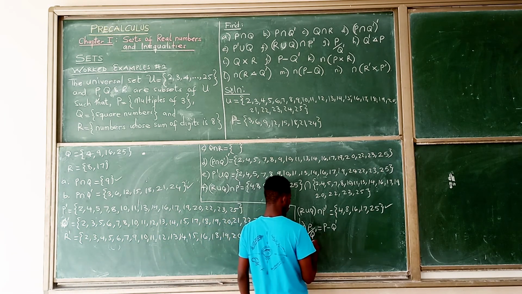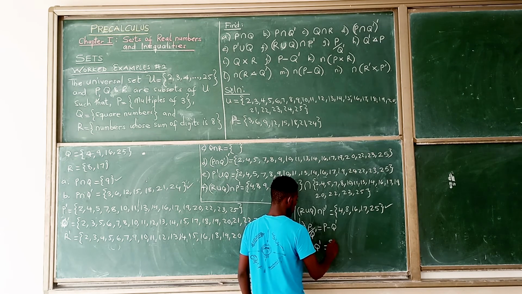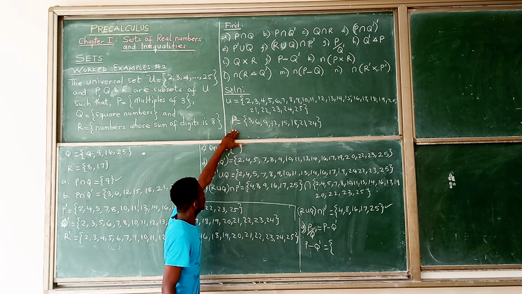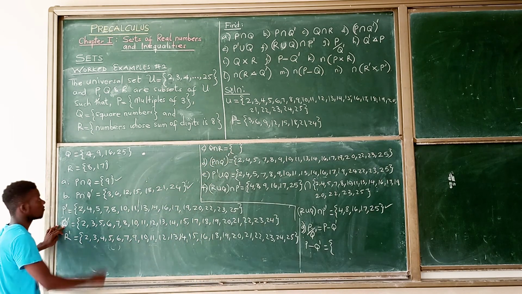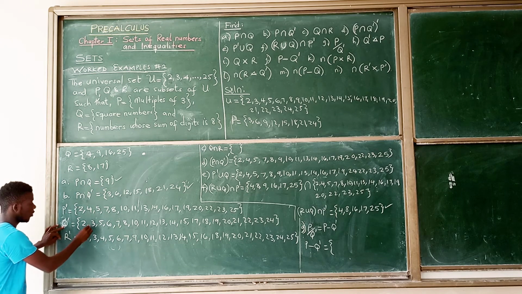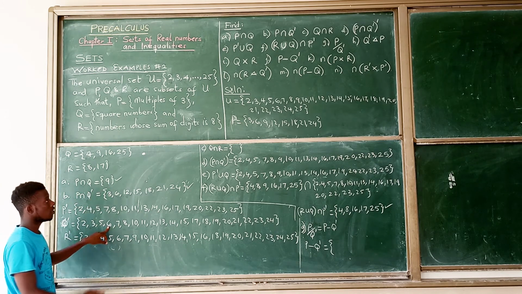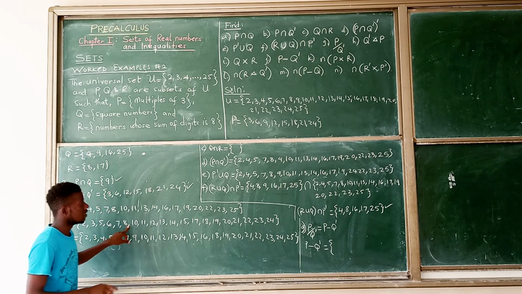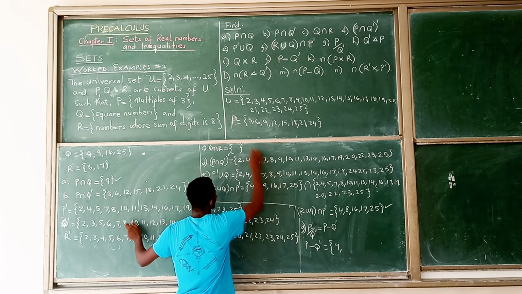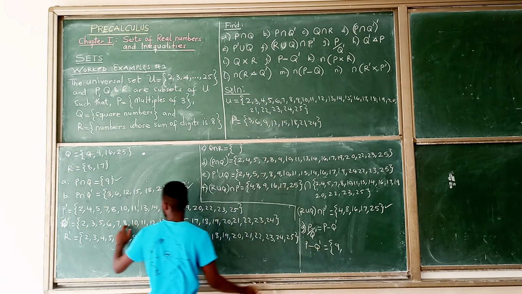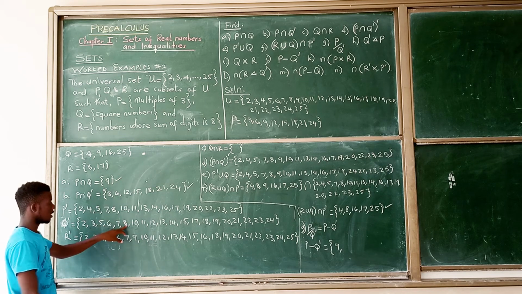So P difference Q complement will be equal to the elements in set P that are not formed within Q complement. We have 3 there, and 3 is here. We have 6, and 6 is also here. We have 9, and 9 is not here, so 9 is part of this set: an element that is in P and not in Q complement.